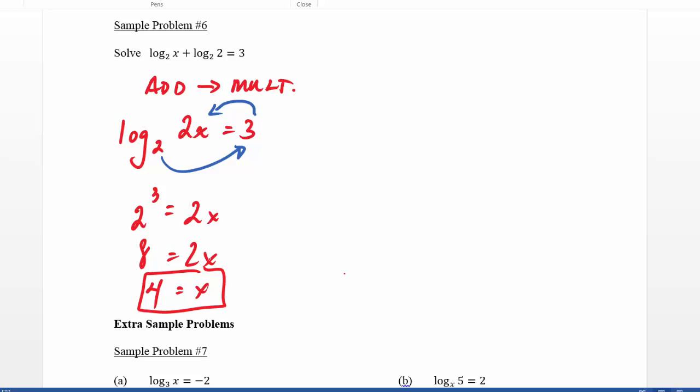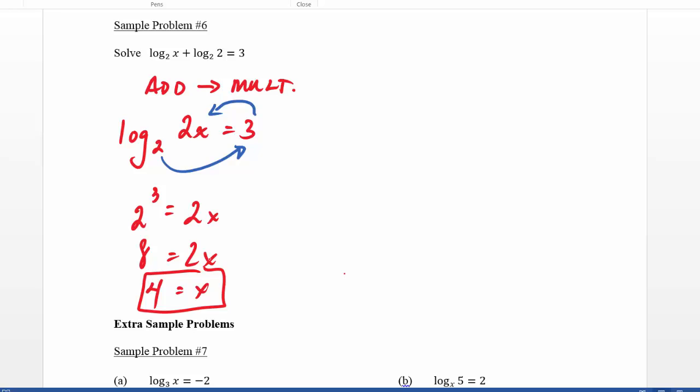Alright, and you can see here that we use the log property from addition to multiplication. We combined those two logs into one singular log and we multiplied their parts, and then we were able to convert it to an exponential equation from there and finish solving. Alright, so that's a good example of the different types of log equations that you may run into.